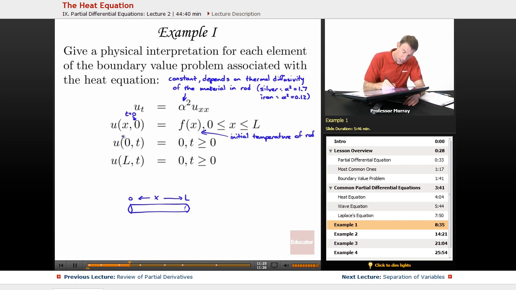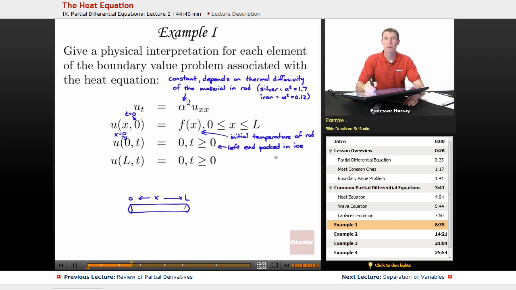U of 0,t means we've plugged in x equals 0, which means we're looking at the left end of the rod here. What we're being told is that u of 0,t is equal to 0 for all time. So that means the left end of the rod is being kept at temperature 0 for all time. You want to think of that as the left end being artificially forced to stay at temperature 0, perhaps by being packed in ice.